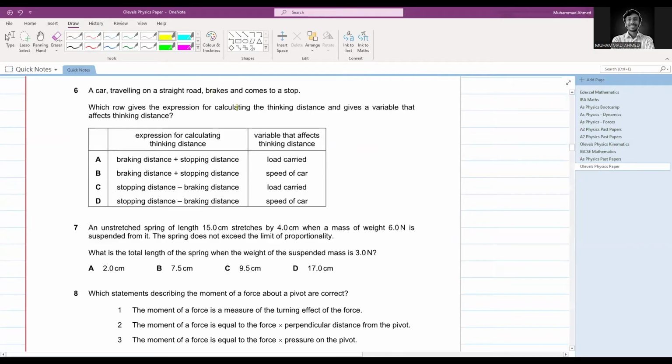Let's move on to question 6. A car traveling on a straight road brakes and comes to a stop. Perfect. Which row gives the expression for calculating the thinking distance and gives a variable that affects that thinking distance?